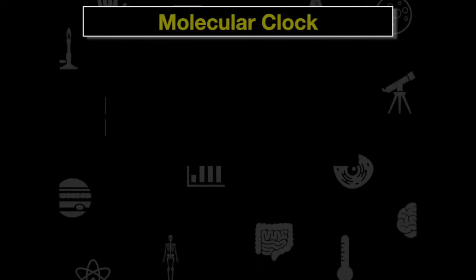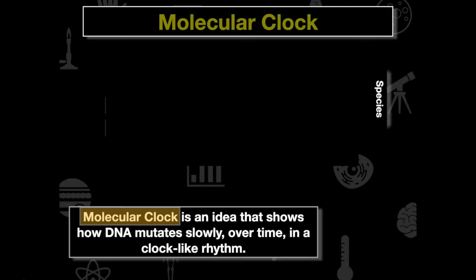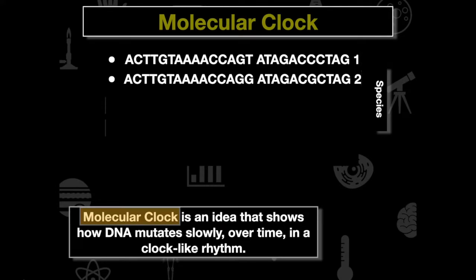Now, if we go a little bit further, we can talk about the molecular clock, and this is specifically looking at DNA nucleotide sequences here. So the molecular clock is an idea that shows how DNA mutates slowly over time in a clock-like rhythm. So let's say we're looking at these species here, and we have an individual here. This is species 1. We're going to have species 2. We're going to have species 3 here.